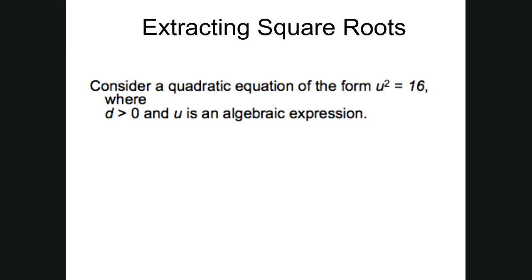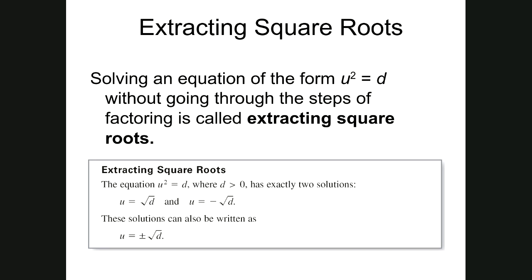So consider the quadratic equation in the form u squared equals d, where d is greater than 0 and u is an algebraic expression. Then we can just take the square root of both sides. When we take the square root of both sides, we get plus or minus. That's why we have two solutions to this.